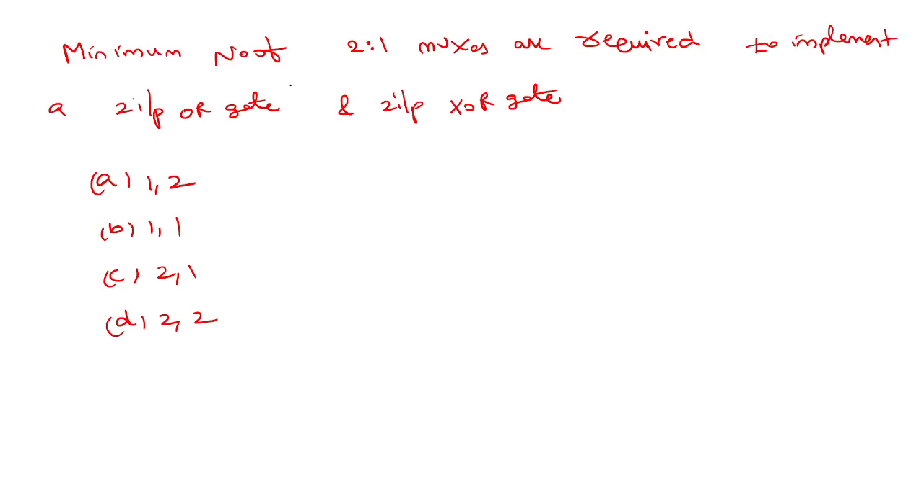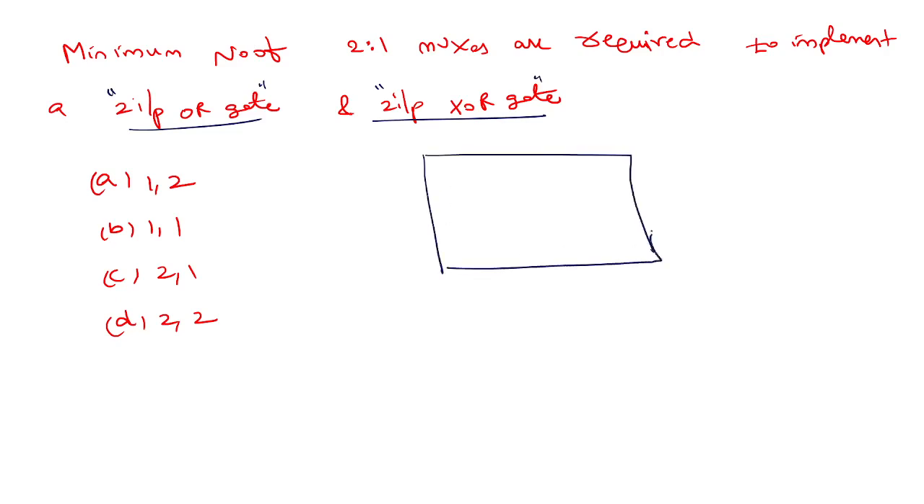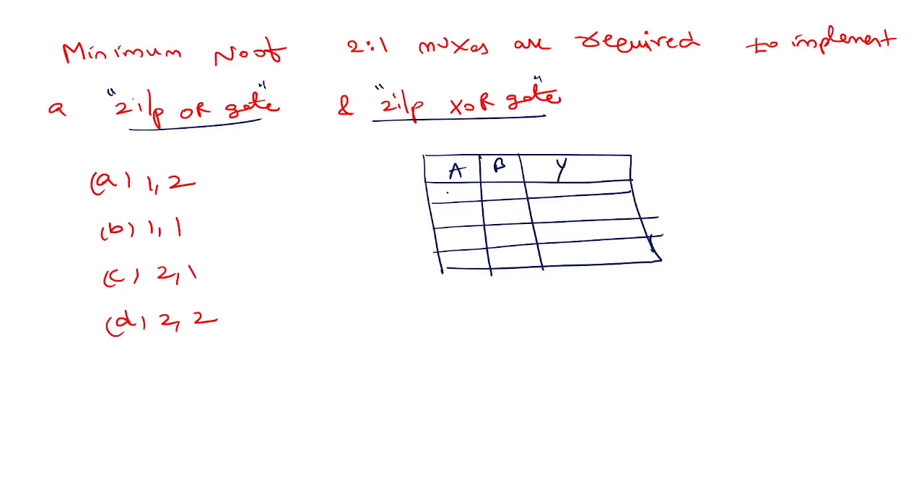So 2 by 1 muxes, right? That's what they're asking: 2 input OR gate, 2 input XOR gate. So this is a simple technique that you can use for the OR gate, I mean, for realizing any function using a mux. Let's say this is Y. You know the OR gate, right? 0, 0, 0, 1, 1, 0, 1, 1. OR operation gives 0, 1, 1, 1.